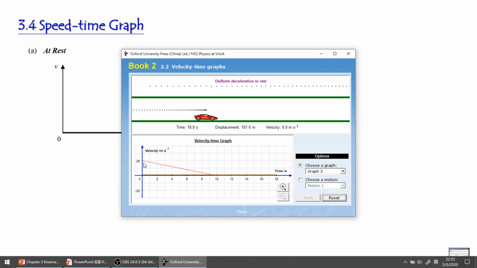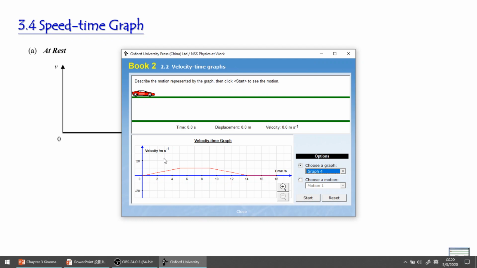That means for the first part of the graph, the car moves slower and slower and then comes to rest at 10 seconds. Afterwards, it stays at rest. So if an object stays at rest at the same place, the graph should be a horizontal line which touches the time axis, the horizontal axis. Is it okay?